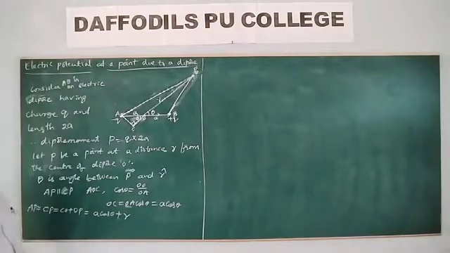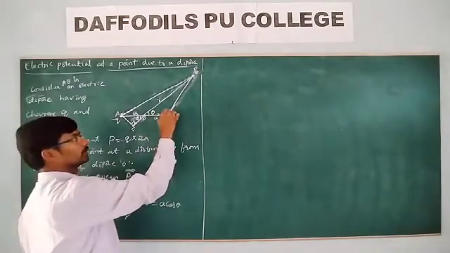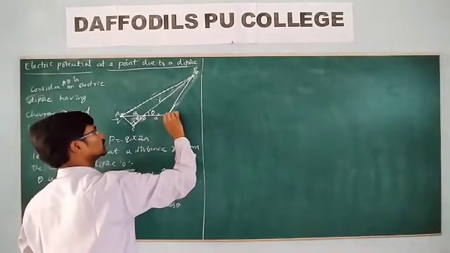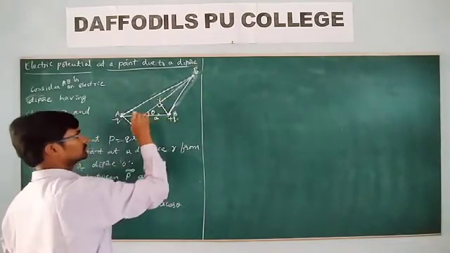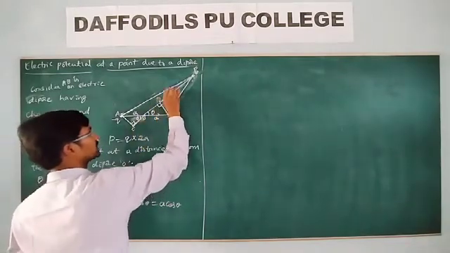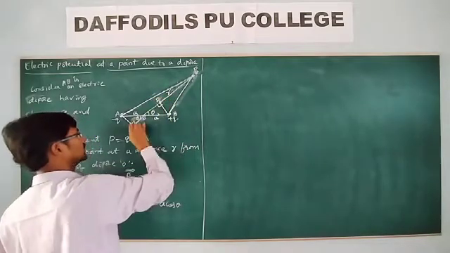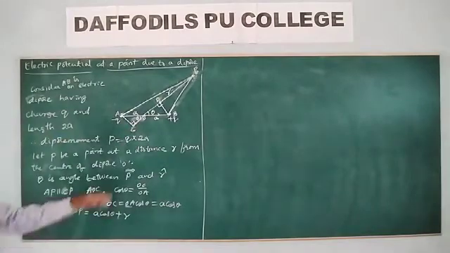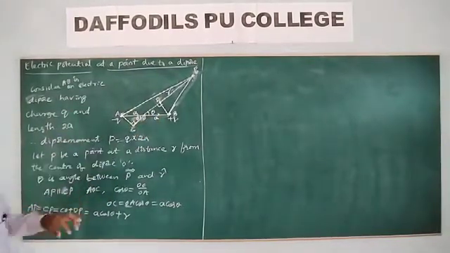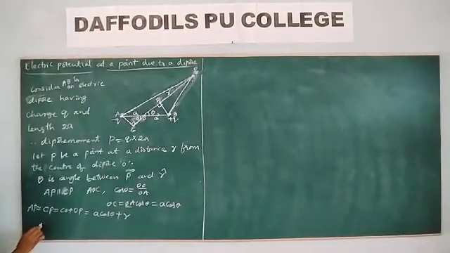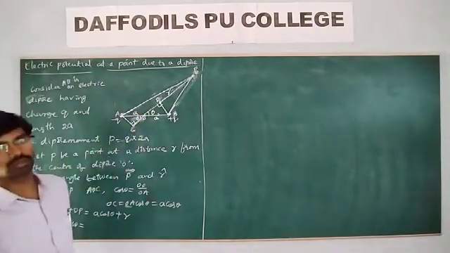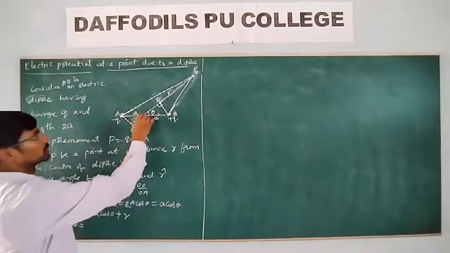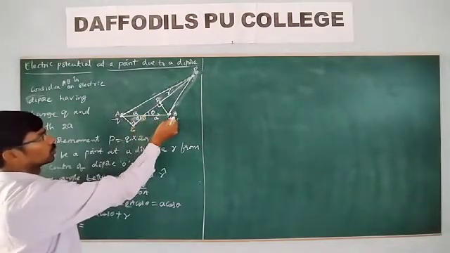Similarly, let me write one more relation from this point B. Let me draw a perpendicular from here, and let me call this point D. Now from triangle BOD, what can you write here? Cos theta is equal to what? OD by OB.